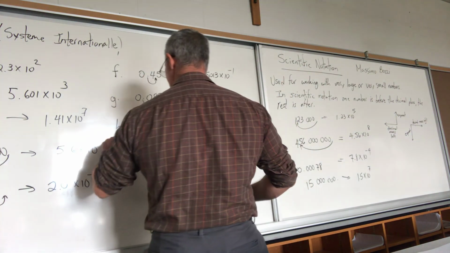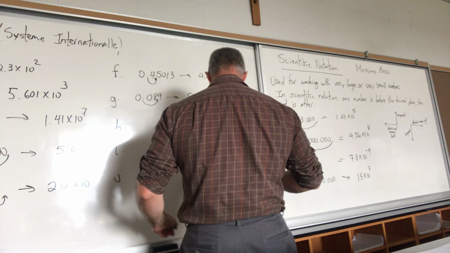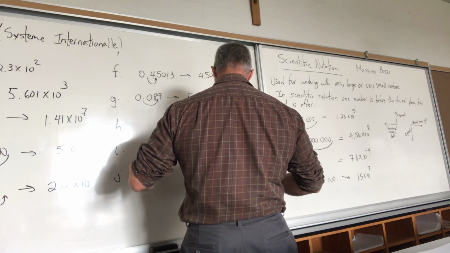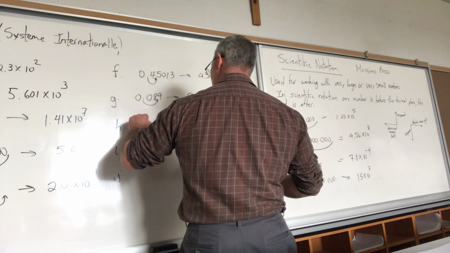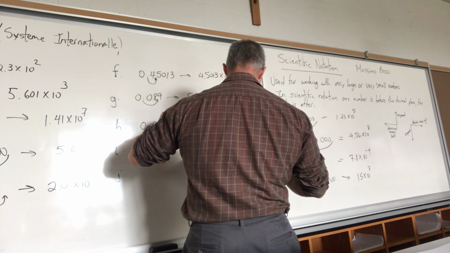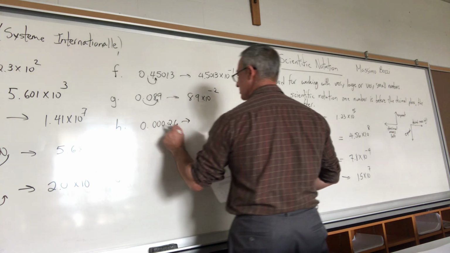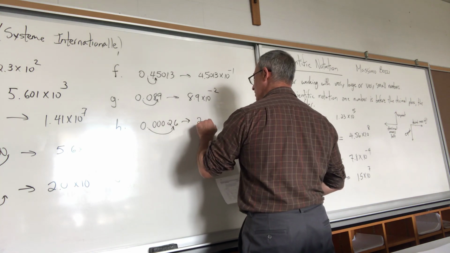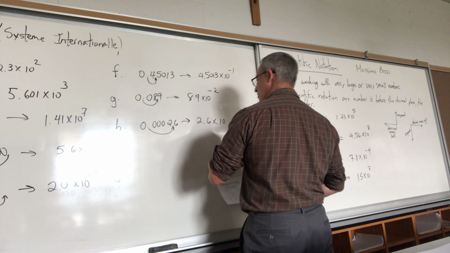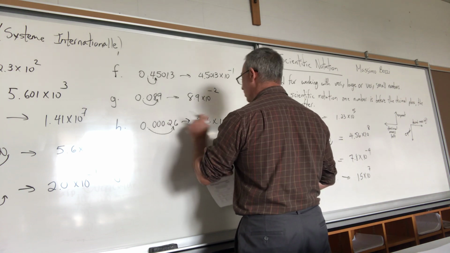The last three on that sheet. You have 0.3026. To turn it into scientific notation, you're gonna move the decimal place up between the 2 and the 6. So you get 2.6 times 10 to the 1, 2, 3, 4. 4 jumps.